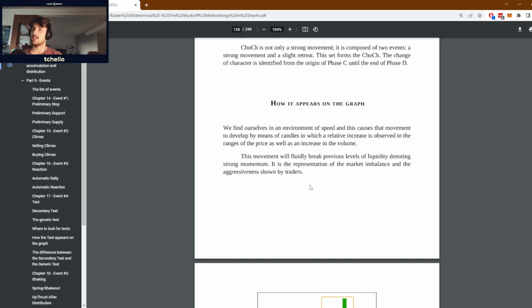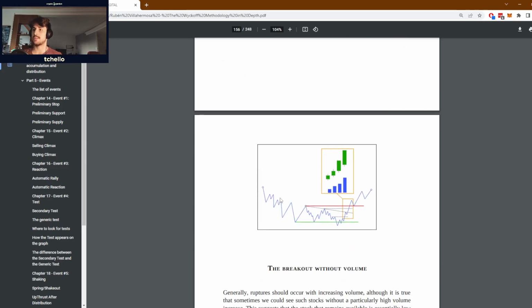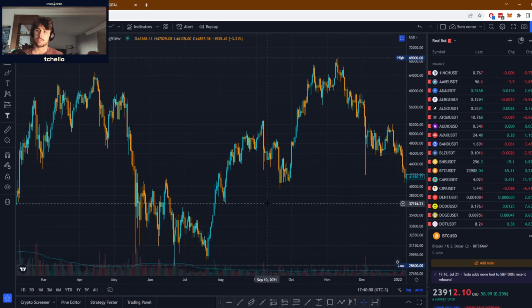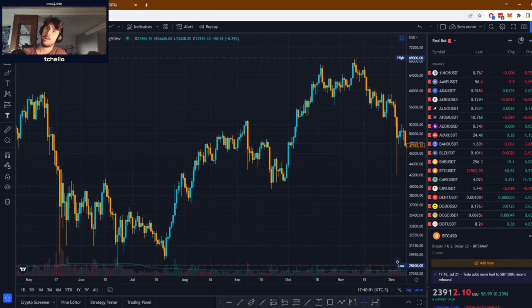Okay, so how does this appear on the graph? Now we have seen some examples. Ruben points us to some examples here, but something that we should observe is that it can happen with high volume or with low volume, right? So it can happen both ways. Usually they occur with increasing volume, so with higher volume than usual. But sometimes, since there is so little stock to be sold, or in this case, coins, the volume is low, right? And that is no problem, but we have to analyze that in context. How successful was the accumulation phase? How much of the cause was built?